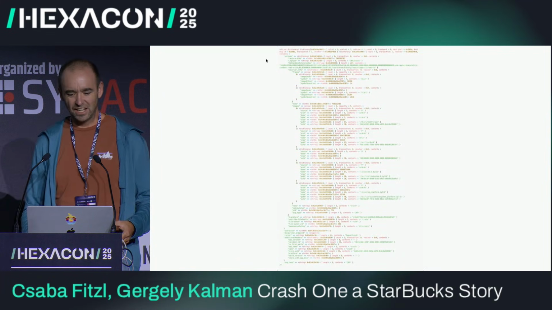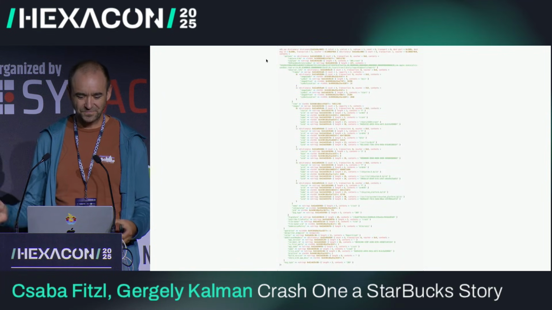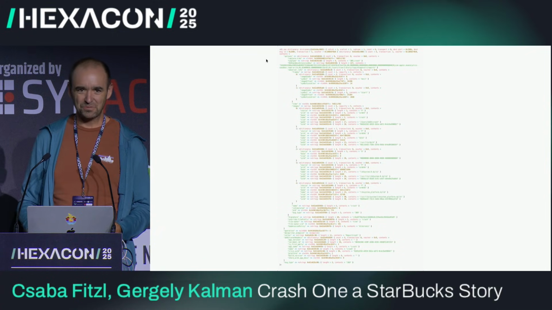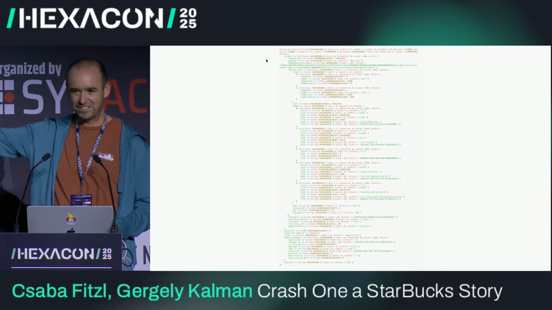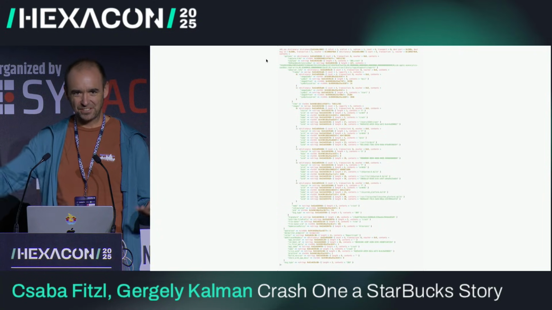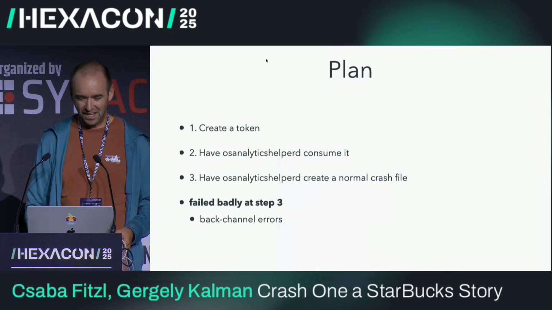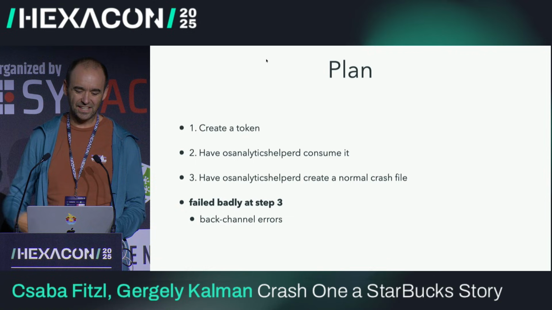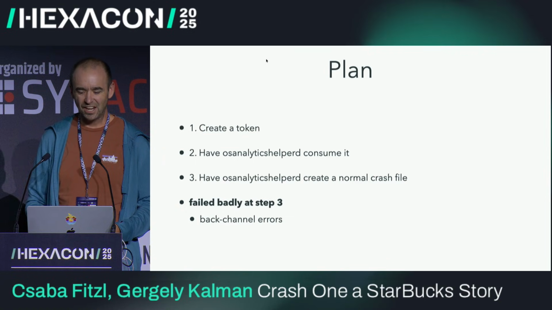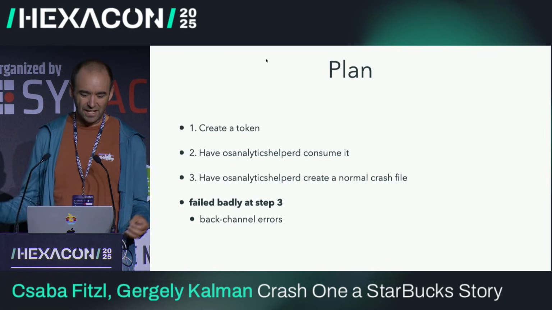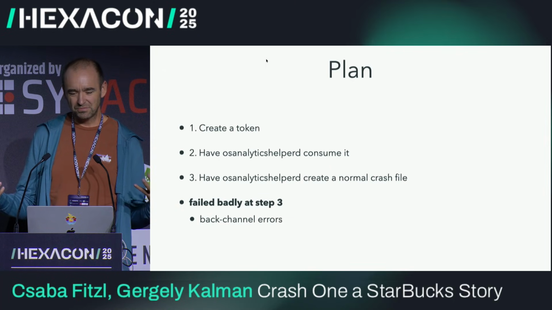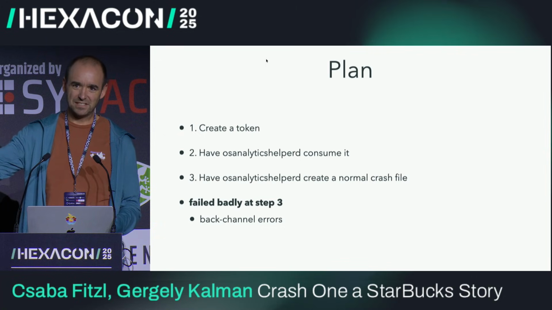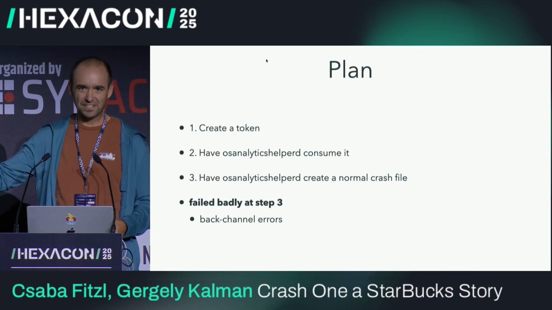This was the message. Now, this is big. It's a lot of work to reconstruct the C code for this message. So we just said, hey, ChatGPT, this is the message, write the code for us. And in 2 seconds, you get the C code for this entire message. So our plan was, we create a token, and have the daemon consume it when we send it over XPC. And eventually, we wanted to have the daemon create a normal crash file just by sending it an XPC message. Now, we really badly failed at step 3.